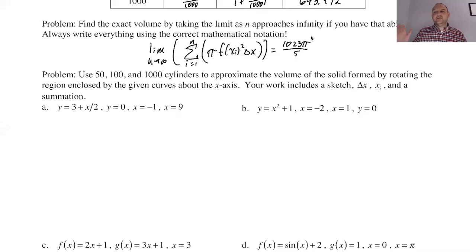Okay, I'm back. I'm on page 244, the part you can see, picking up right where I left off. So, new problem. We're going to use 50, 100, and 1,000 cylinders. The number doesn't even matter once you set it up, right?